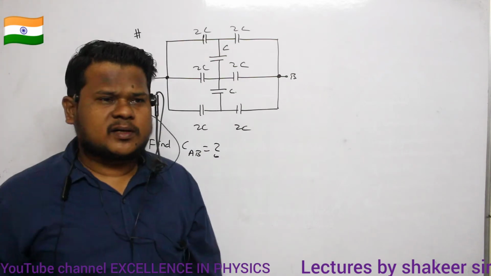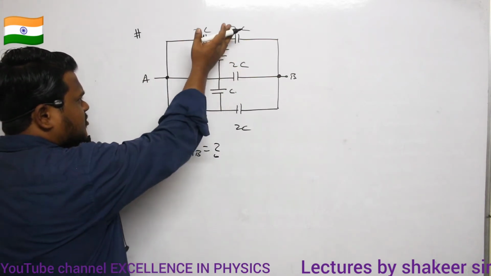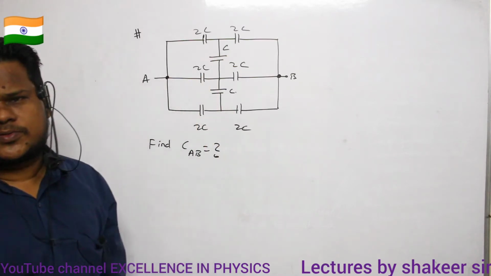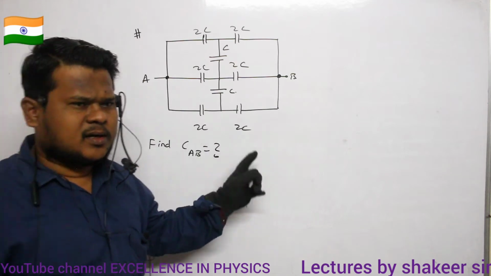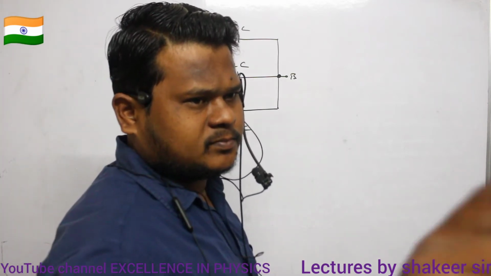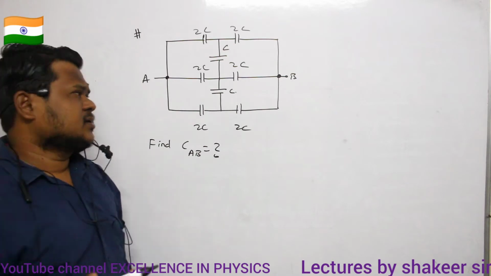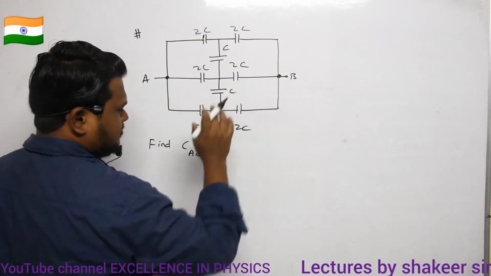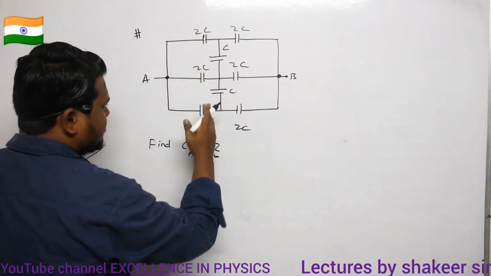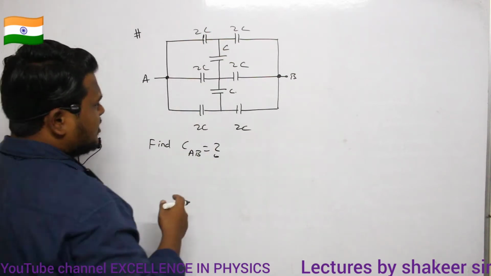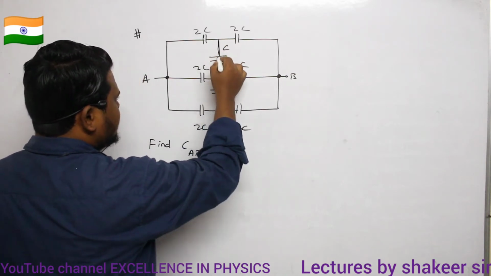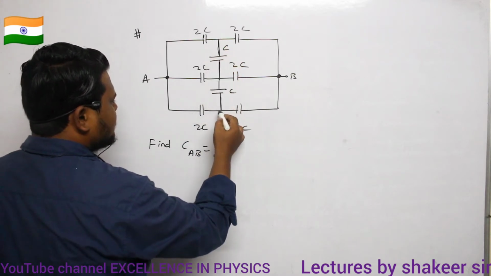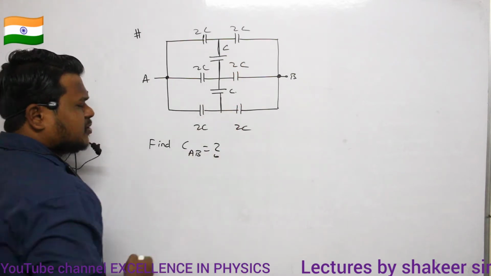What is meant by symmetrical? Exactly the same type of circuit should be present above this line, and the same type of circuit should be present below this line also. Is this circuit symmetrical or not? Definitely it is symmetrical, no? So if there is a symmetry present along this line, then you take the line which is perpendicular to this line. This is the line which is perpendicular to this line AB. Then all the points which are present on this line must be equipotential points.